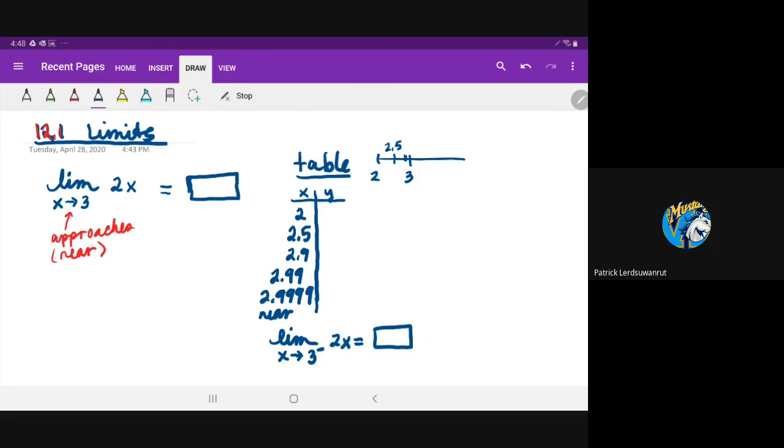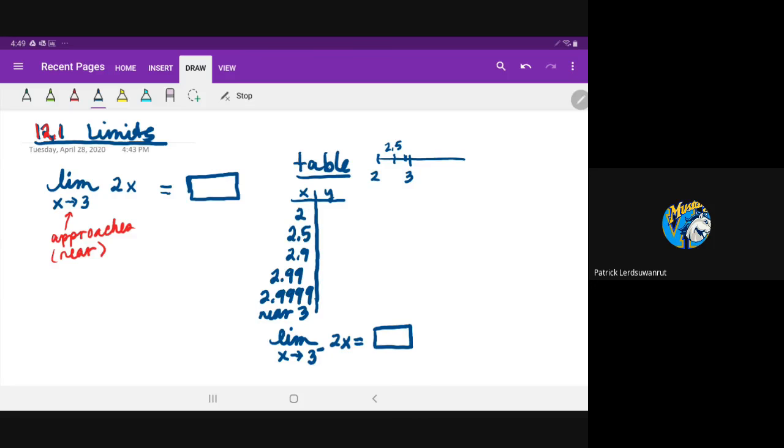I'm trying to get near 3, but I don't actually want to put 3 in my table, because it doesn't matter where the y value for 3 actually is. Coincidentally, sometimes it will be the exact number answer, but sometimes it's not. I'll show you how that works.